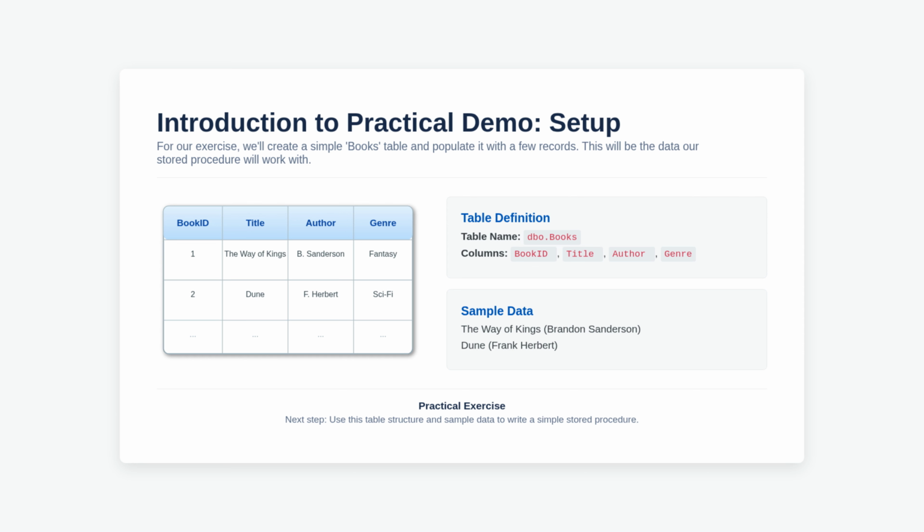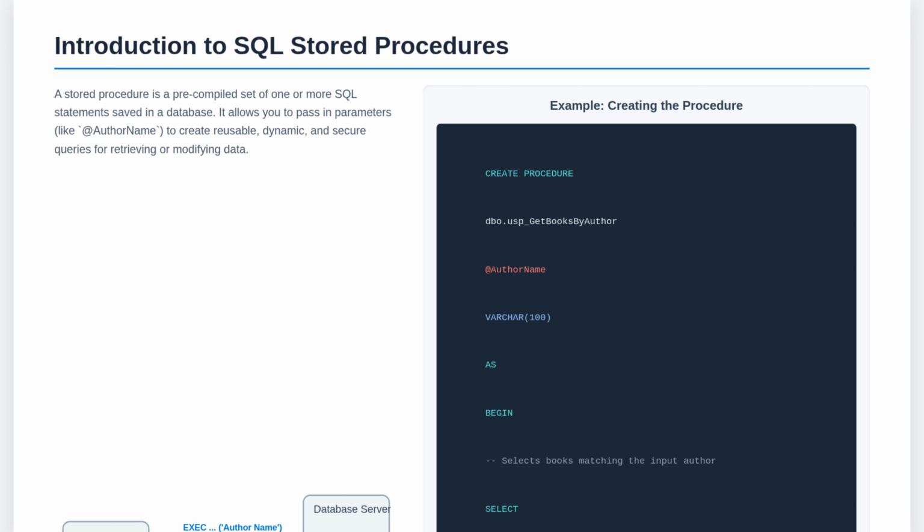For our exercise, we'll create a simple books table and populate it with a few records. This will be the data our stored procedure will work with. Now, let's create our procedure. We'll name it USP_getBooksByAuthor and give it one input parameter, @AuthorName, which we will use in our where clause to filter the results.